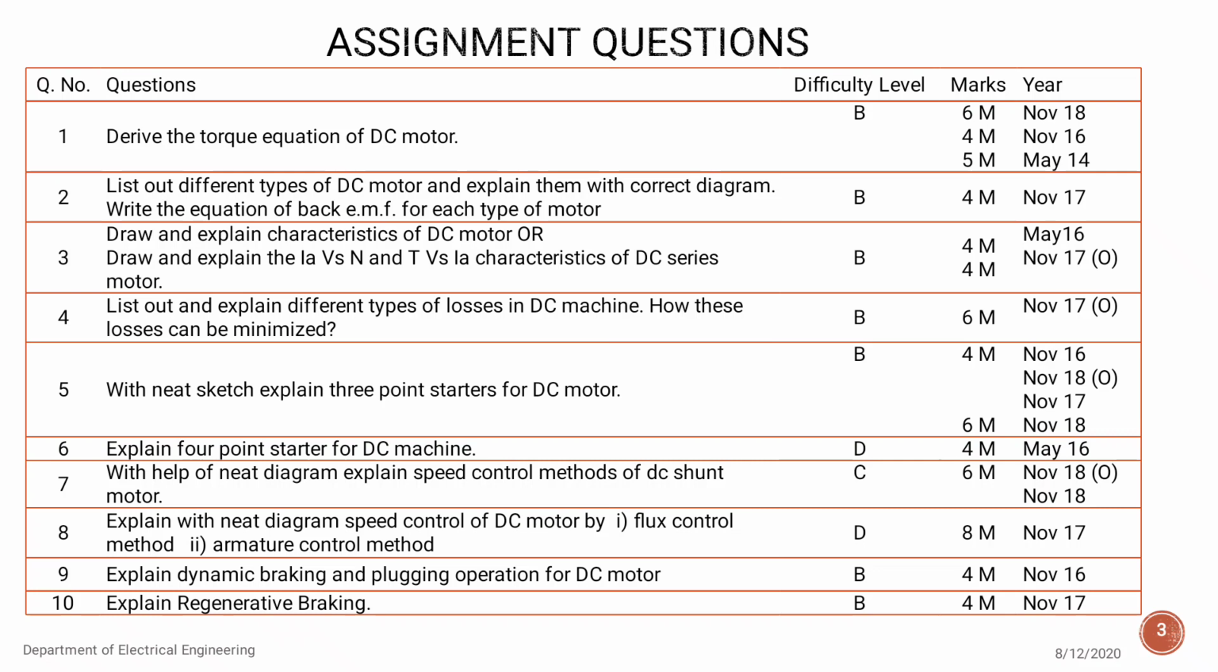Let me check which questions we are going to cover today. Okay, so question number 4. What is the question? List out and explain different types of losses in a DC machine. How can these losses be minimized? This question has been asked for 6 marks in the November 17 examination. So we will see that question.